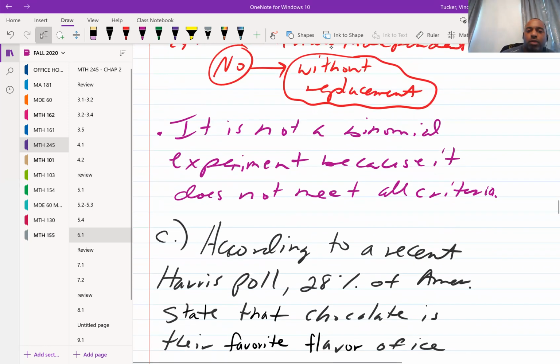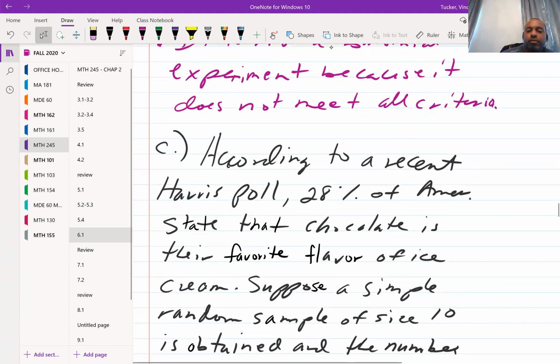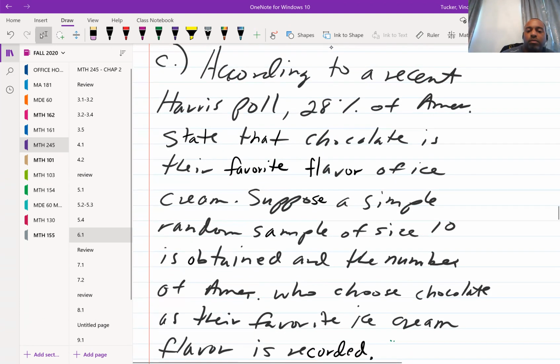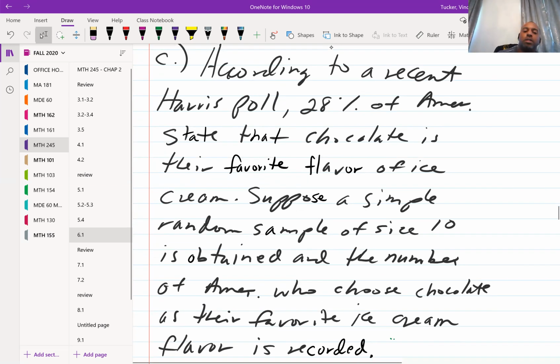I'll scroll up. All right. So C, according to a recent Harris poll, 28% of Americans state that chocolate is their favorite flavor of ice cream. Suppose a simple random sample of size 10 is obtained, and the number of Americans who chose chocolate as their favorite ice cream flavor is recorded. I'll give you a chance to write it for those who are writing it.